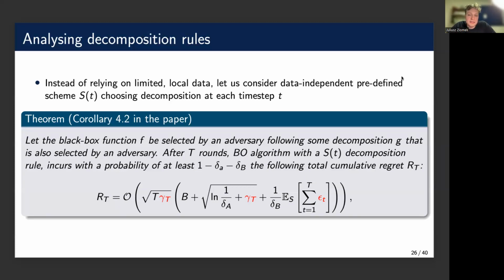This is a bit of an involved expression. I don't really want to dive too much into technical details, but there are two main quantities which govern how this bound scales, and that is gamma_t and epsilon_t. They are both in red. And we will now discuss what exactly they mean.